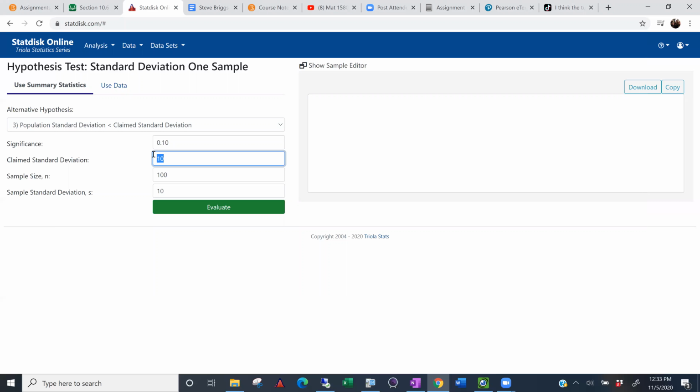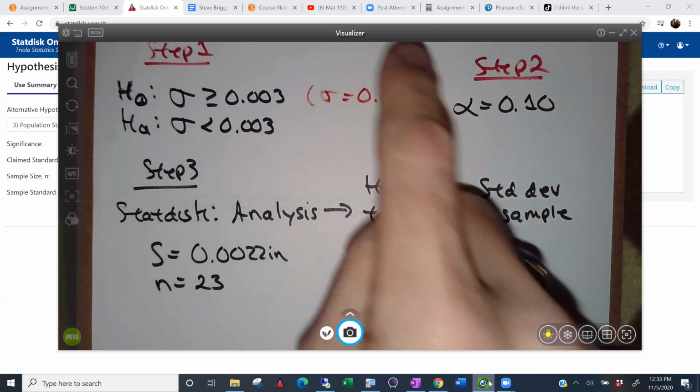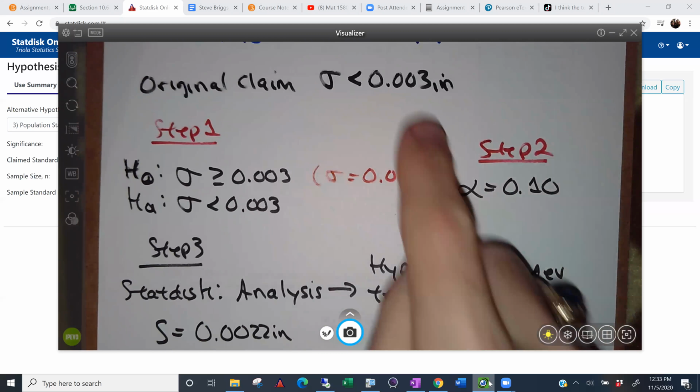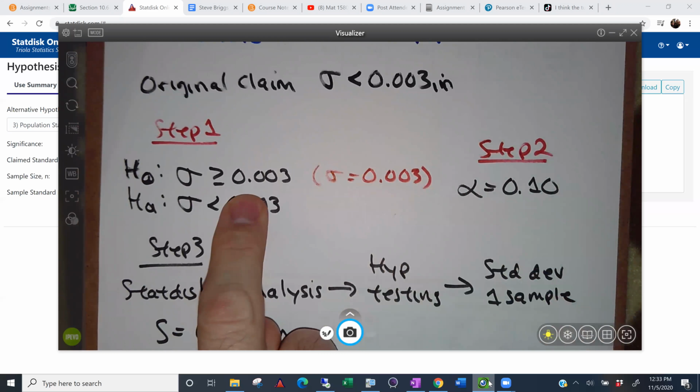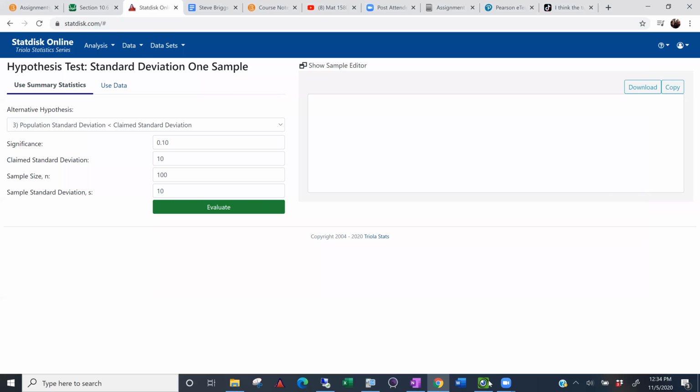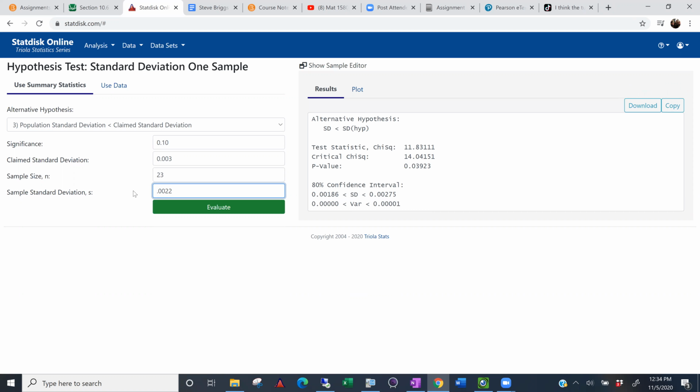Okay. The claimed standard deviation, what's that? Is that 0.003? Yes, that's your claimed standard deviation. You can get that from the original claim or from your null and alternative hypothesis, but that's exactly where that comes from, 0.003. So let's put that in. Sample size was 23, and the sample standard deviation was 0.0022. When that's all in, you can enter or press evaluate. It should give you something like this.